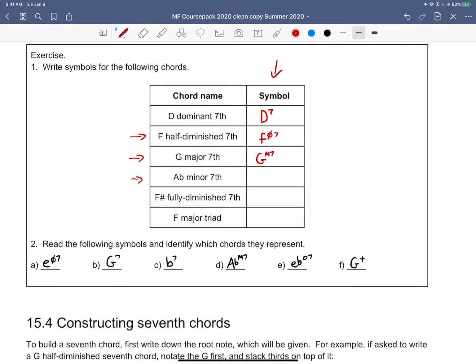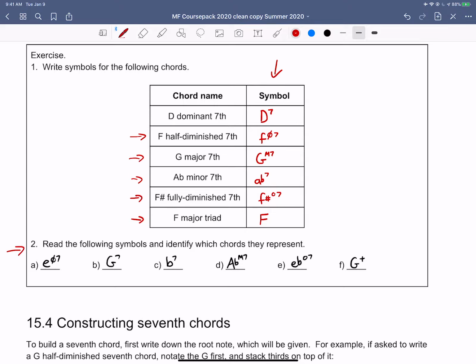Next one, A flat minor seventh. Well, that's a fairly simple symbol, right? We go for the lowercase letter, so lowercase a flat, and then the superscript 7. Next up, F sharp fully diminished seventh chord. That's a small type of seventh chord, so lowercase letter, and it's F sharp. And we need the degree sign, and we need the number 7. Now, this is just a review question, of course. F major triad, well, that's still going to be just a capital F, no number 7 or anything. Because it does not have the number 7, it tells us that we're dealing with just a regular old triad.